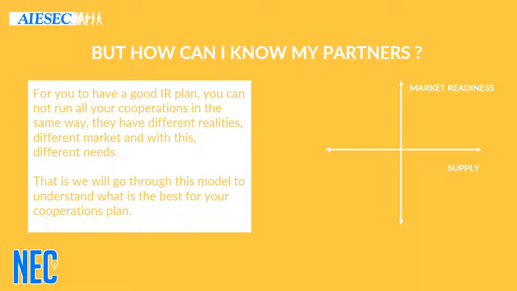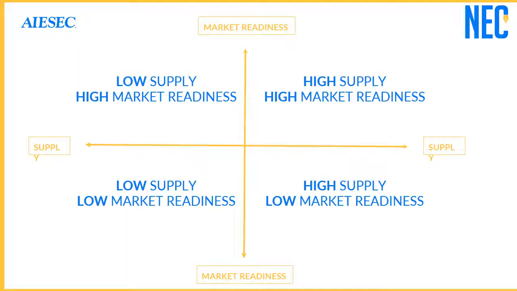First of all, when it comes to any partnership, we need to understand two main aspects. The first is supply, and the second is market readiness. We can have a high supply and a high market readiness, we can have a high supply and a low market readiness, we can have low supply and high market readiness, and finally we can have both of them low when it comes to supply and market readiness.